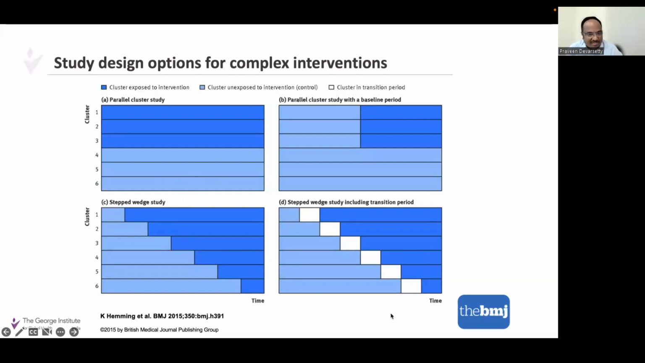And then we have a stepwise study where we include the transition period. So one cluster which is in the control arm, you give some time to adapt it or to convert it into an intervention arm. Because again, going back to my example of smart health, where it includes training and capacity building of the healthcare workers, it takes a bit of time, and this design allows that time to be accounted for.